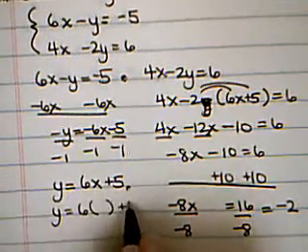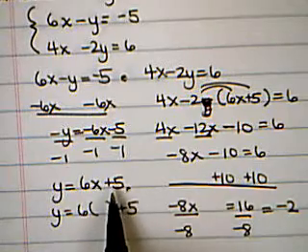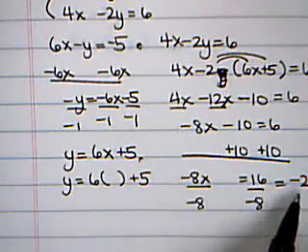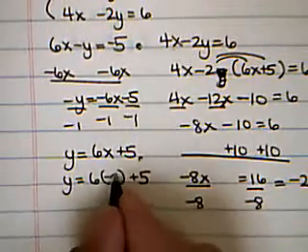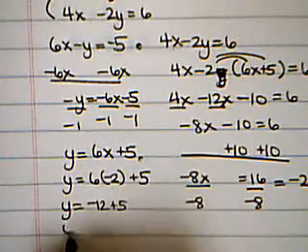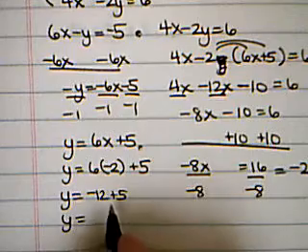So I'm going to go back to this equation over here, just because I have some room to write. My x value, remember, is negative 2, so I'm going to substitute that in. So I have y equals negative 12 plus 5, which means y is going to equal negative 7.